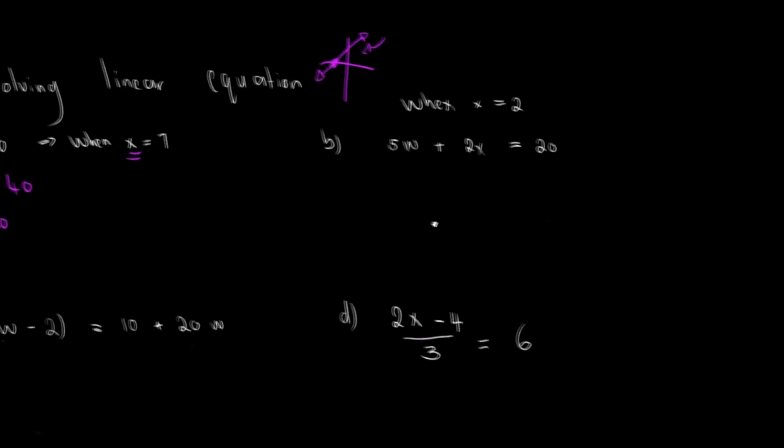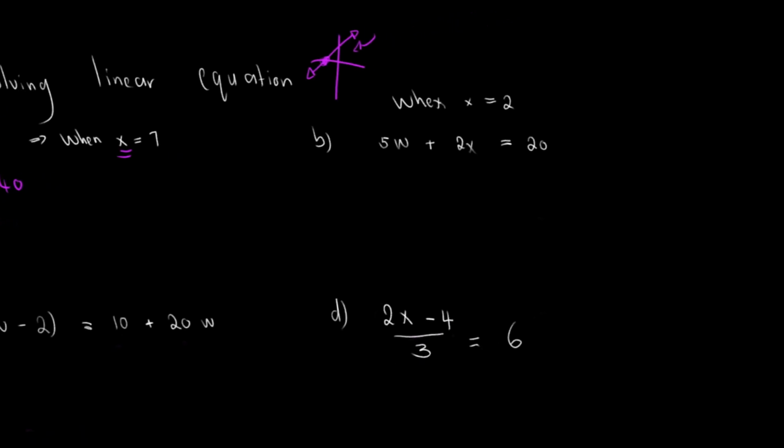Well, for the next one, we have 5w plus 2x is equal to 20. Again, they give us the value of x. So now we need to calculate w. Simply substitute the 2 with the x. That's equal to 20. Then I get 5w plus 4 is equal to 20.